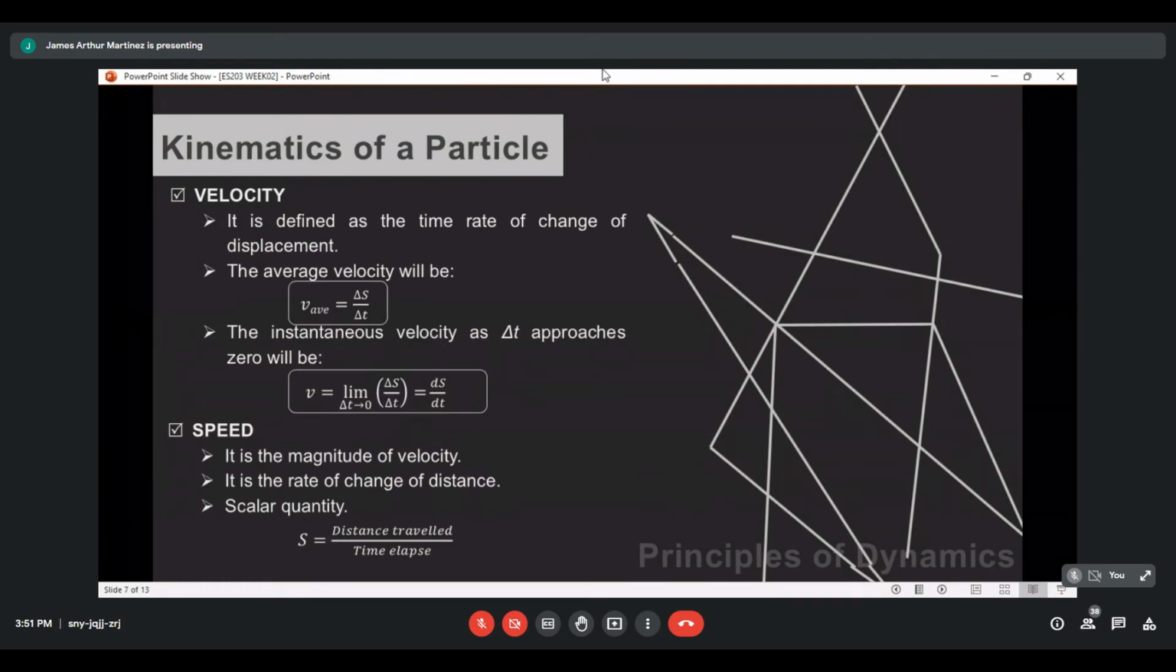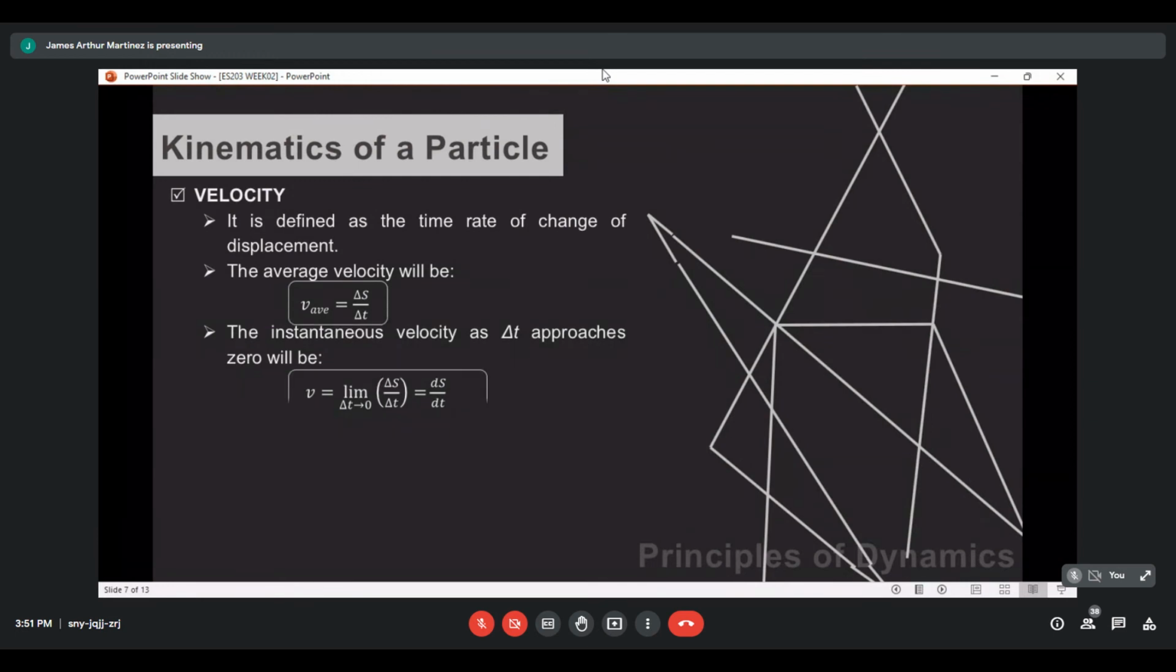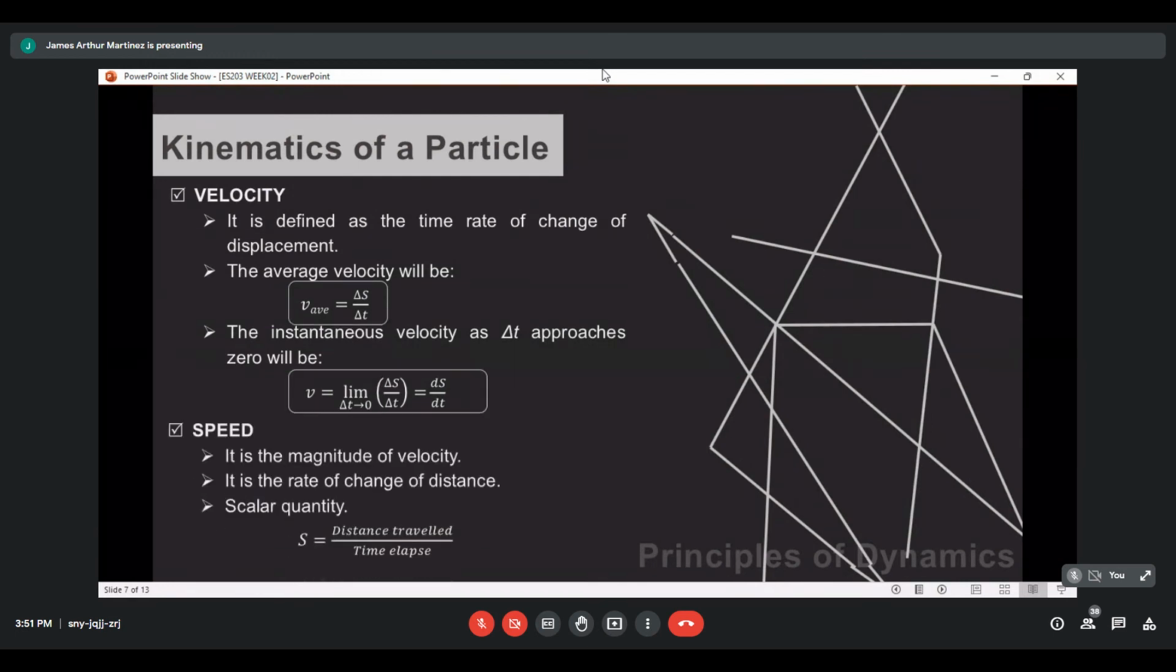Again, speed is a scalar quantity because distance is a scalar quantity, and what speed considers is the distance, not the displacement. That's why speed is also a scalar quantity, which is just the magnitude of velocity, since they are the same. It's just that velocity has direction, or it is a vector quantity, which means that it has both magnitude and direction. So the formula for speed is equal to distance traveled over time elapsed. So very basic.